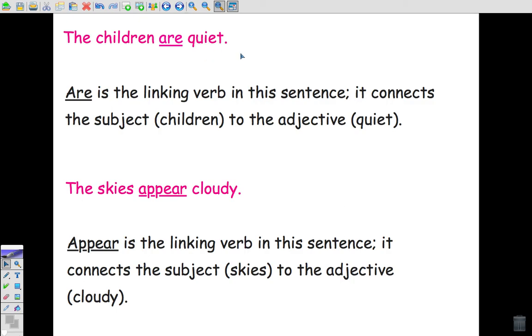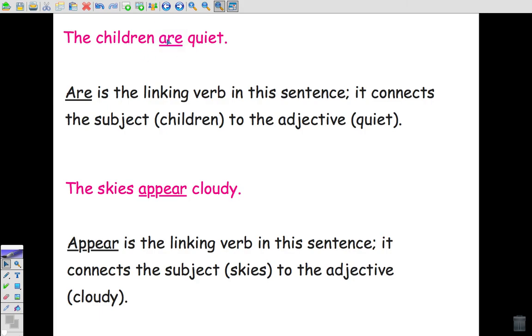The children are quiet. This is a sentence. Of course it is. We have a subject. Okay, again, let's always go to our same thing. What is the subject of the sentence? What is it about? It's about the children. What are they doing? They're not doing anything in this sentence. They just are. So we know that if they're not physically doing something, they are there. Okay? So this is a linking verb. Are is a linking verb.